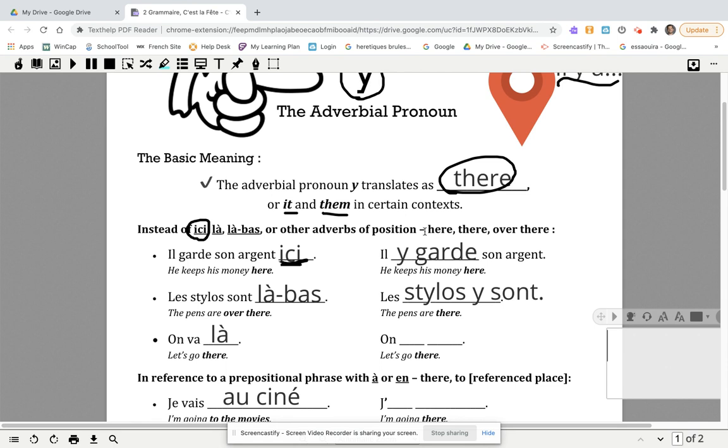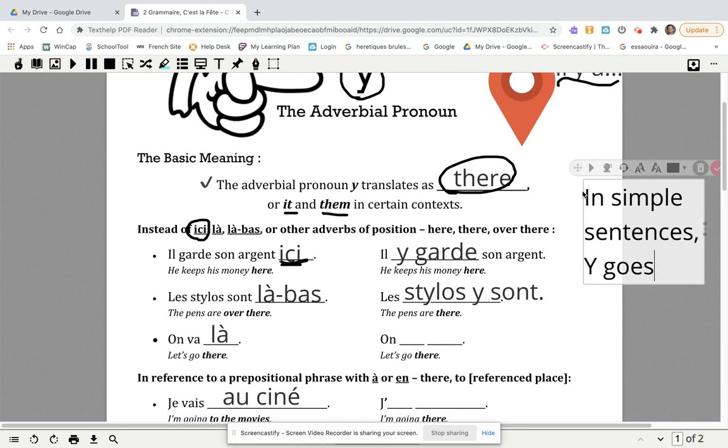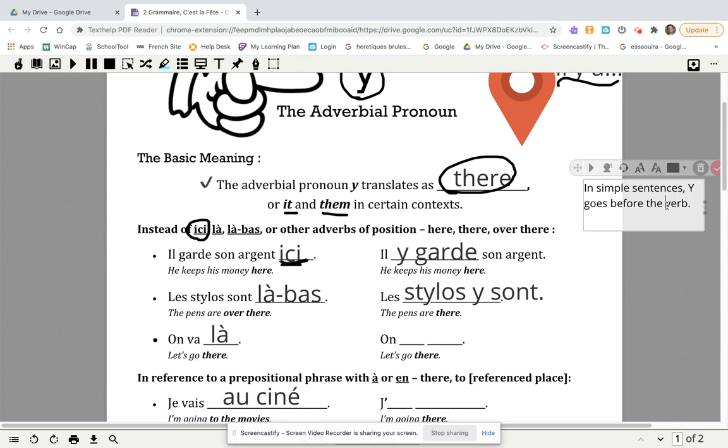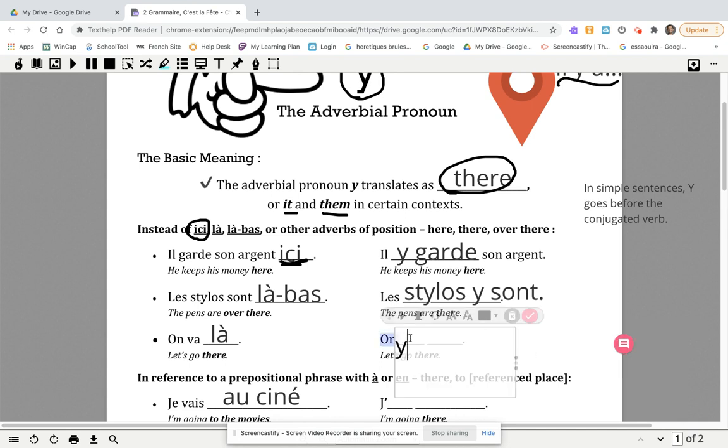D'accord? So notice here that these simple sentences, which only have one verb, garde and sont, "y" goes before the verb. So in simple sentences, let's go ahead and write that as a rule. In simple sentences, "y" goes before the verb. Let's say the conjugated verb. Cool. Looking at the last one, you could say on va là, let's go there, or an expression that you have heard before, on y va. On y va.